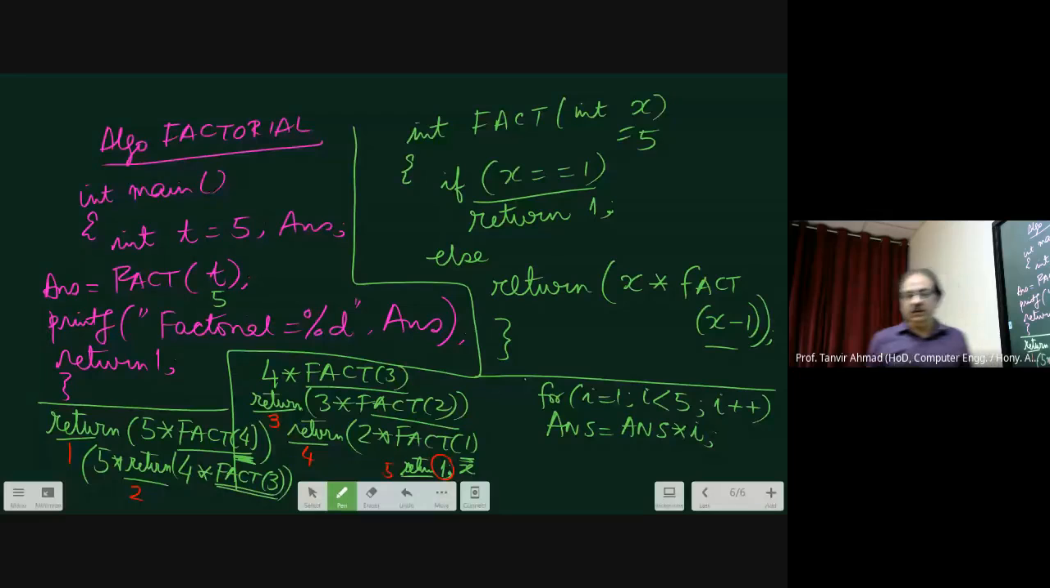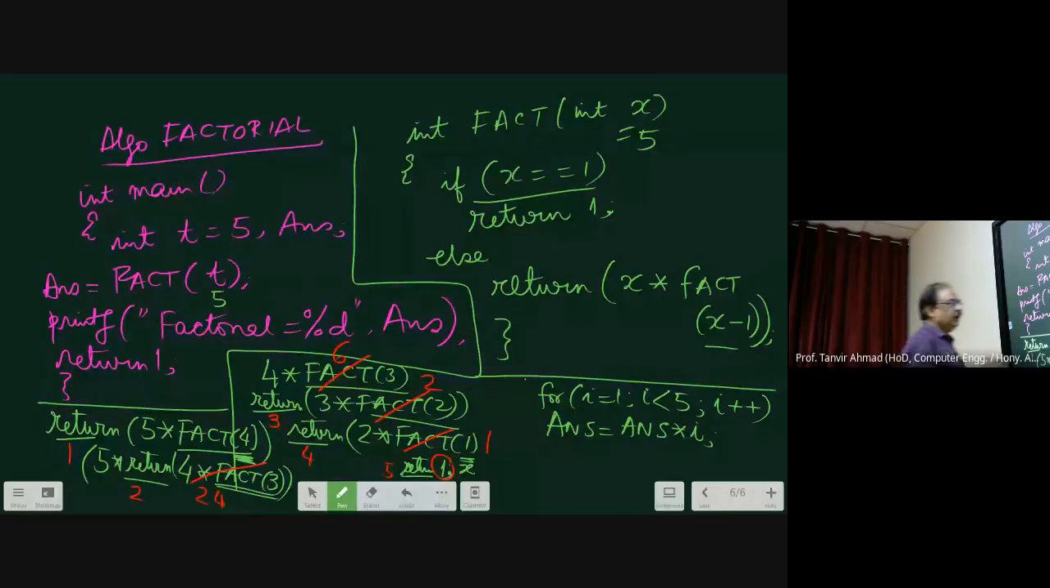Therefore, what will happen? Return 1 means 1. Now this will be replaced by 1. And in the previous return, it will be 2 into 1, which is nothing but 2. Therefore, this will be returned with 2. Then it will be 3 into 2, which is 6, so here it will return 6. Then 6 into 4, so now over here it will return 24.